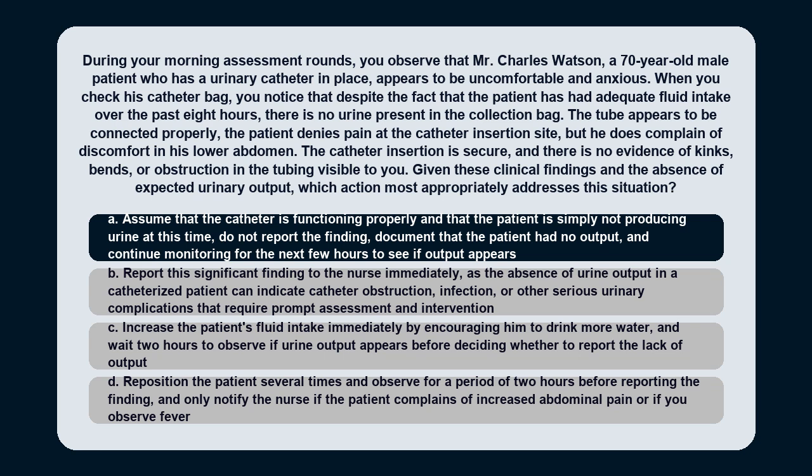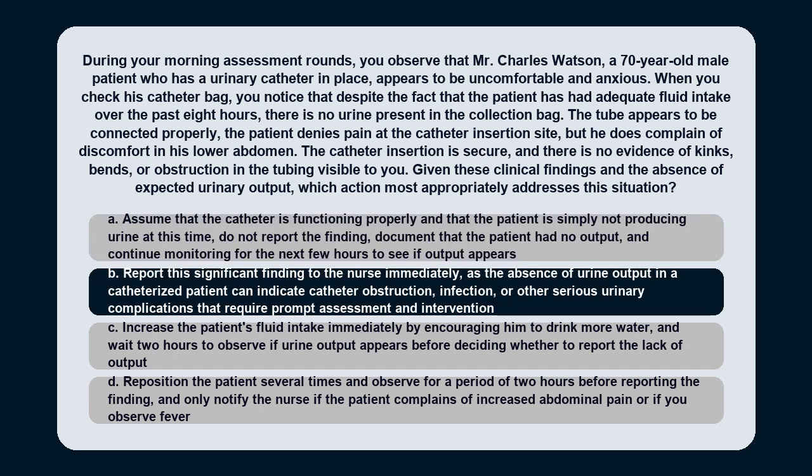Option A. Assume that the catheter is functioning properly and that the patient is simply not producing urine at this time. Do not report the finding, document that the patient had no output, and continue monitoring for the next few hours to see if output appears. Option B. Report this significant finding to the nurse immediately, as the absence of urine output in a catheterized patient can indicate catheter obstruction, infection, or other serious urinary complications that require prompt assessment and intervention.